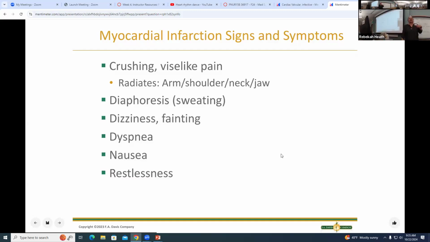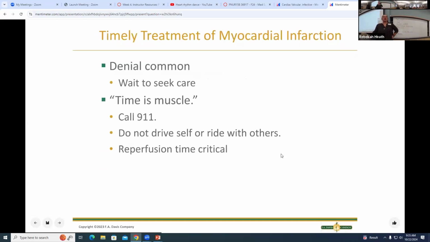You might be diaphoretic, or sweating. You might have difficulty breathing, maybe nauseous, maybe restless. A lot of times people have denial, right? They're like, I'm fine, it's just acid reflux. But again, time is muscle. We want them to call 911. Don't drive yourself, because reperfusion time is critical.